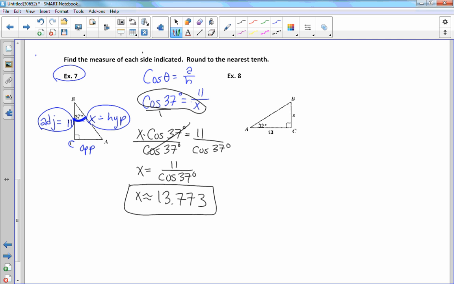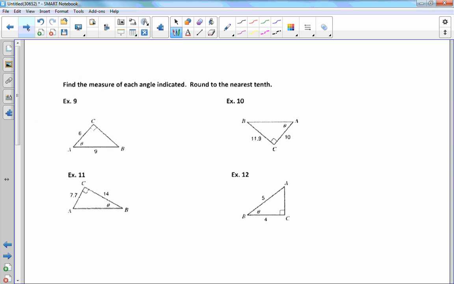Oh, these directions though actually do tell something different. This one says nearest tenth. So that would be 13.8. So if the directions say differently, round to what they asked for. Otherwise, always round to two decimal places. Let's look at that. This one actually has something different.